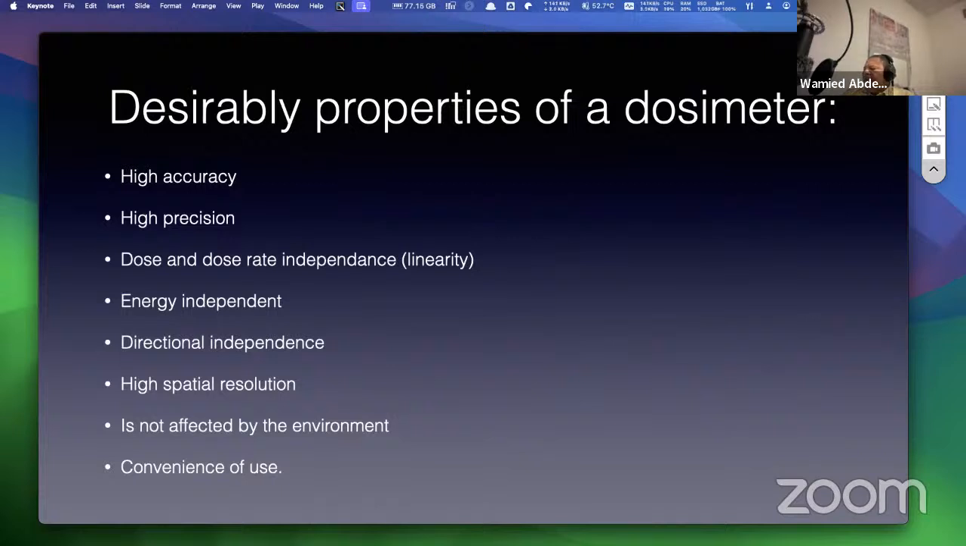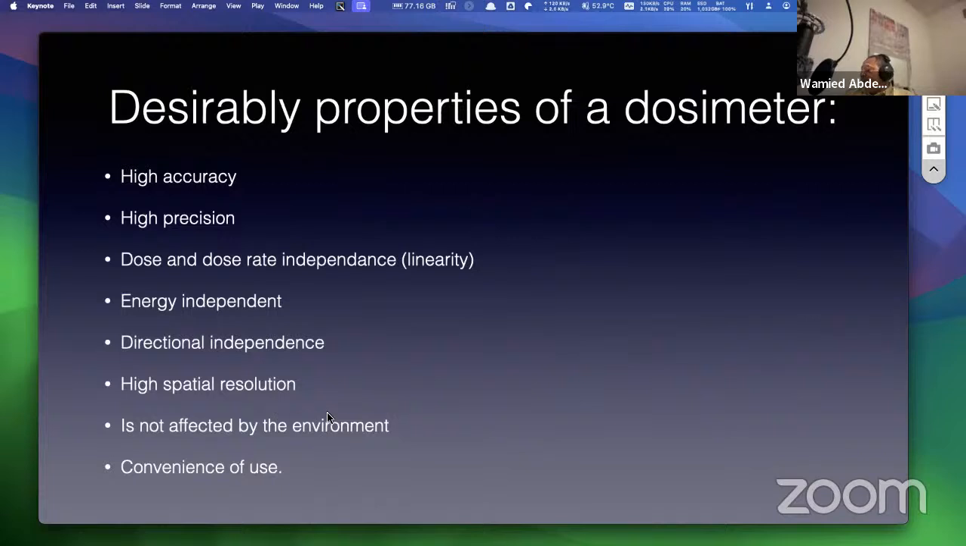An example would be measuring a profile of a beam, especially in the penumbra region. In the penumbra region, if you have a large chamber, you have a low spatial resolution, and then your profile might not be accurate because of what are called volume averaging effects and so on.